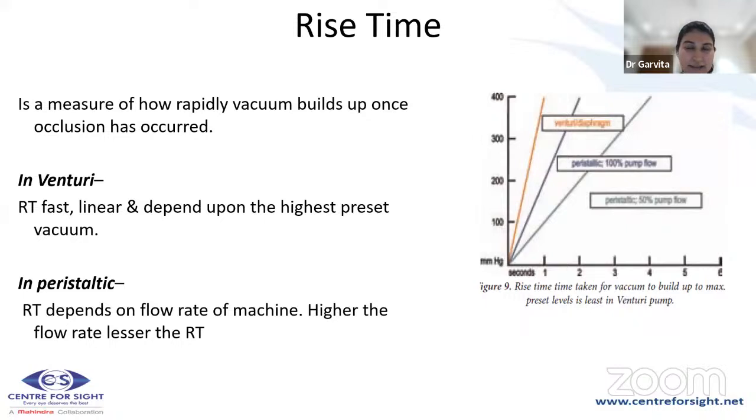This is the rise time that we were discussing previously. This is a measure of how rapidly vacuum builds up once occlusion has occurred. So, comparing Venturi and peristaltic, in Venturi the rise time is fast, it is linear, and it depends upon the highest preset vacuum. In peristaltic, the rise time depends on the flow rate of the machine, because the vacuum in peristaltic depends on flow rate, and the higher the flow rate, the lesser is the rise time.